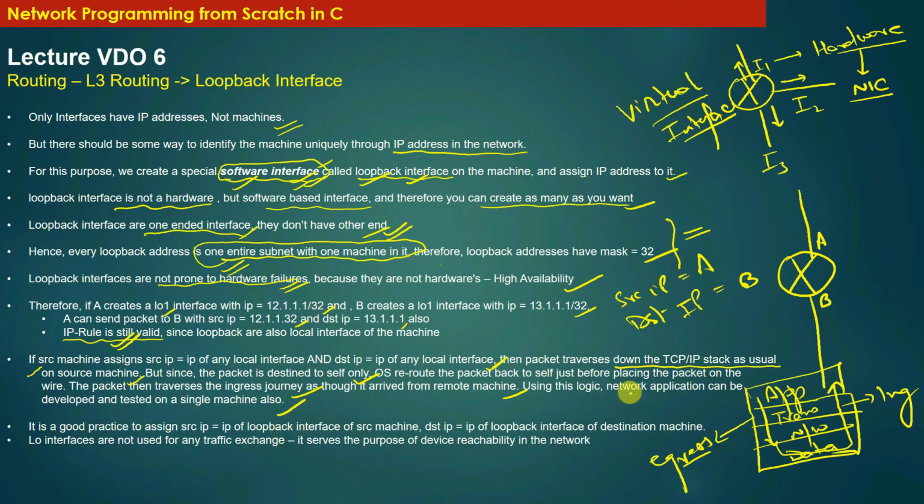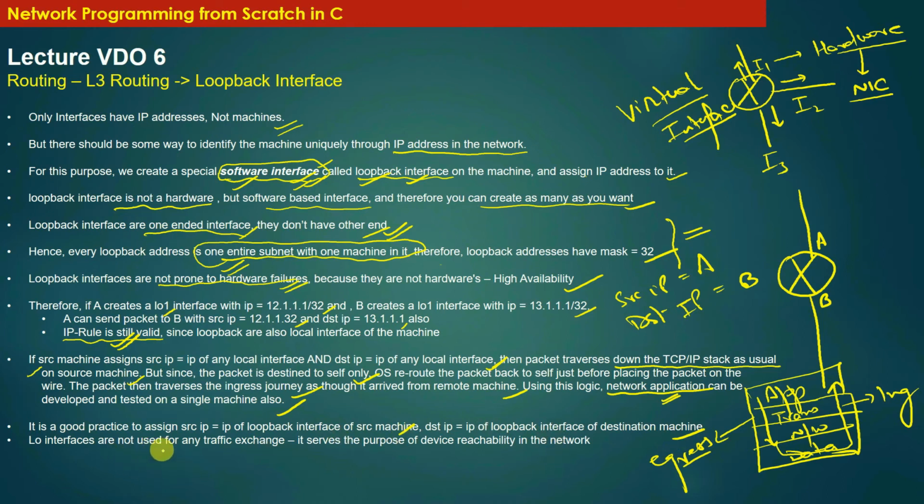These are not those network applications which are designed to interact with various other network devices deployed in the network. But using this knowledge, you can develop network applications on a single machine. You need not have 3, 4, 5 or 10 machines in the network in order to test your network application. It is a good practice to assign source IP equal to the IP address of the loopback interface of the source machine and destination IP address equal to the IP address of the loopback interface of the destination machine.